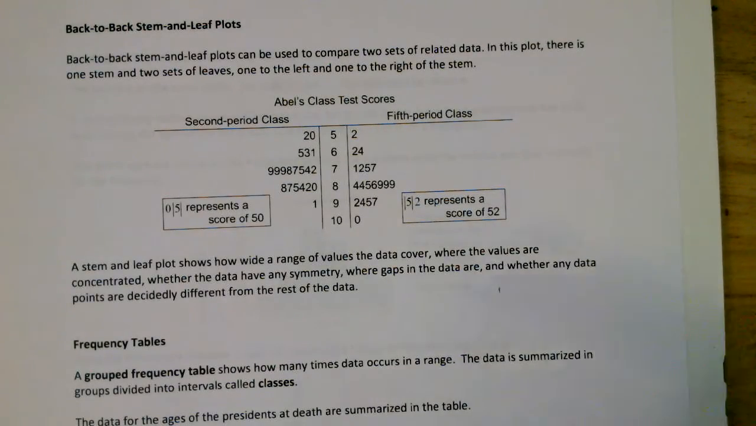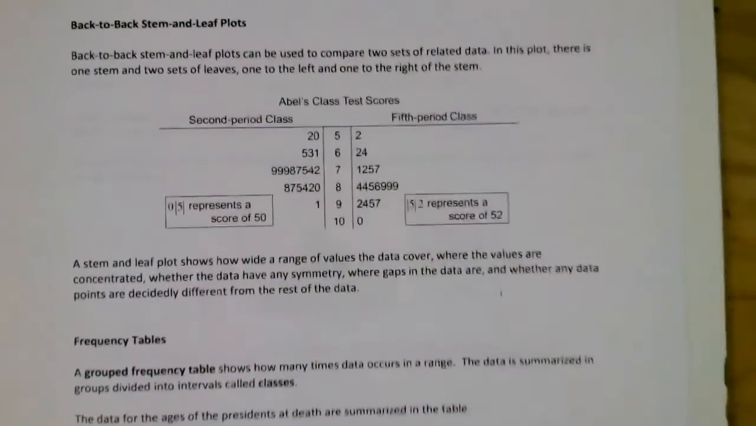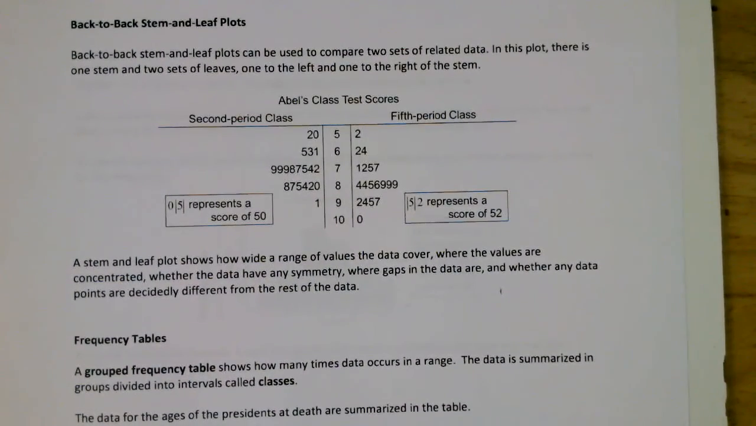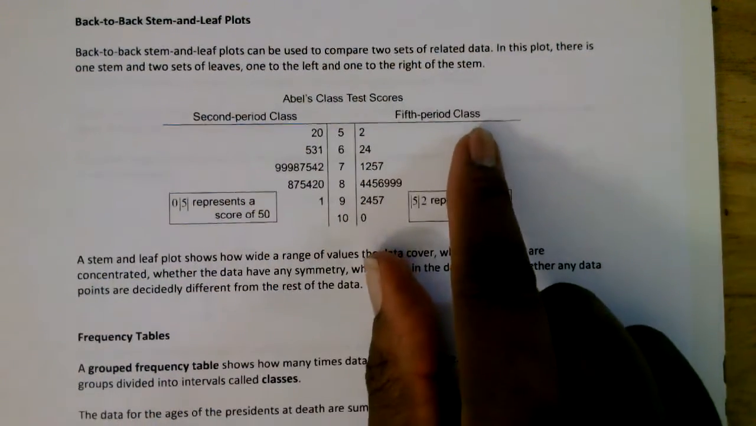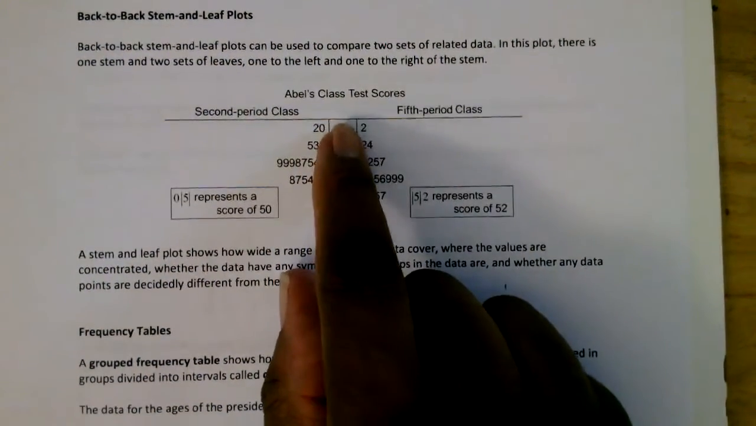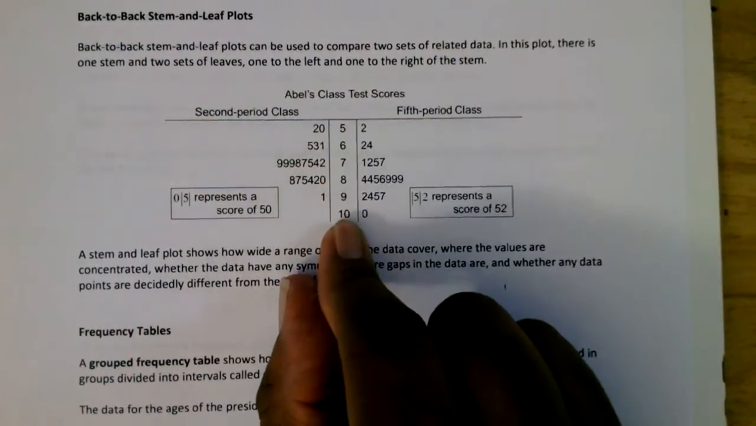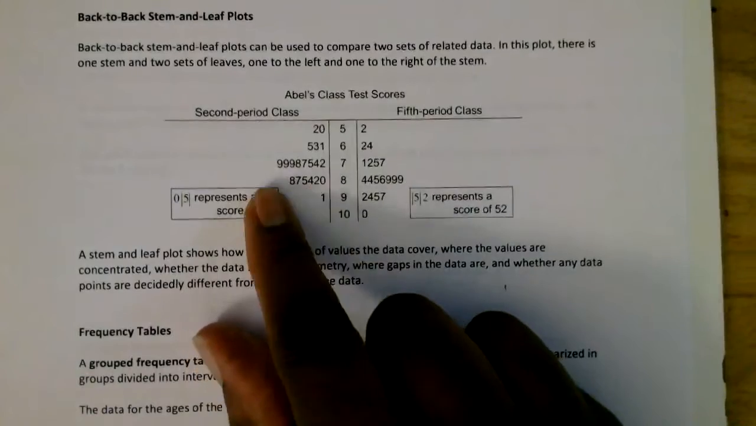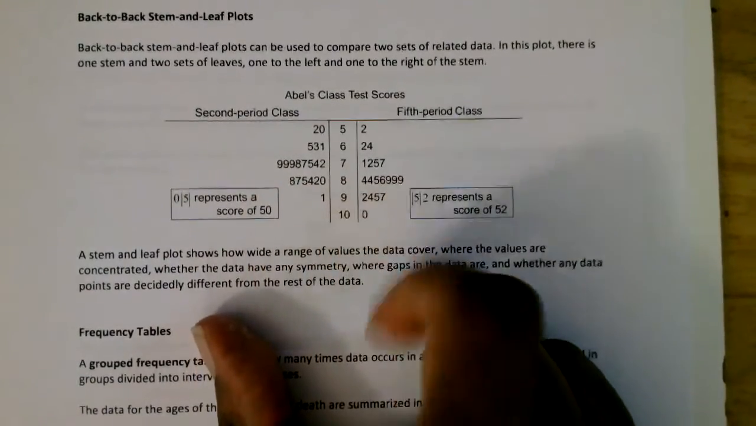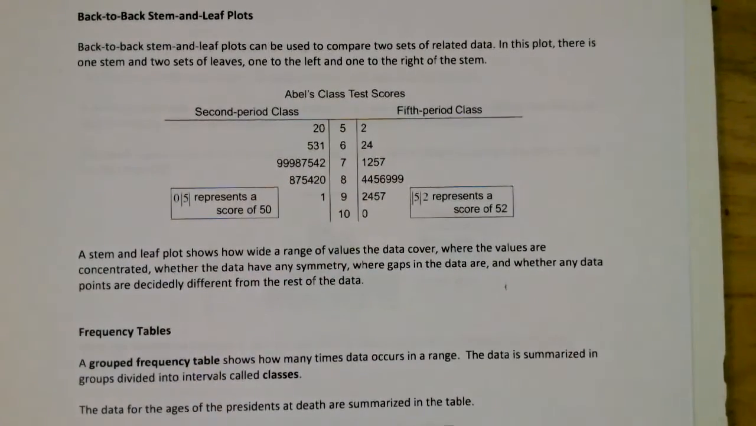I just briefly talk about this, but sometimes back-to-back stem and leaf plots are used to compare 2 sets of related data. Let's say you want to compare test scores, one class to another class, like Mr. Abel's 2nd period class to Mr. Abel's 5th period class. Normally, if we do a back-to-back stem and leaf plot, the stems are in the middle. The leaves for one class will be on the left, the leaves for the other class will be on the right, and they do give you a legend for that.